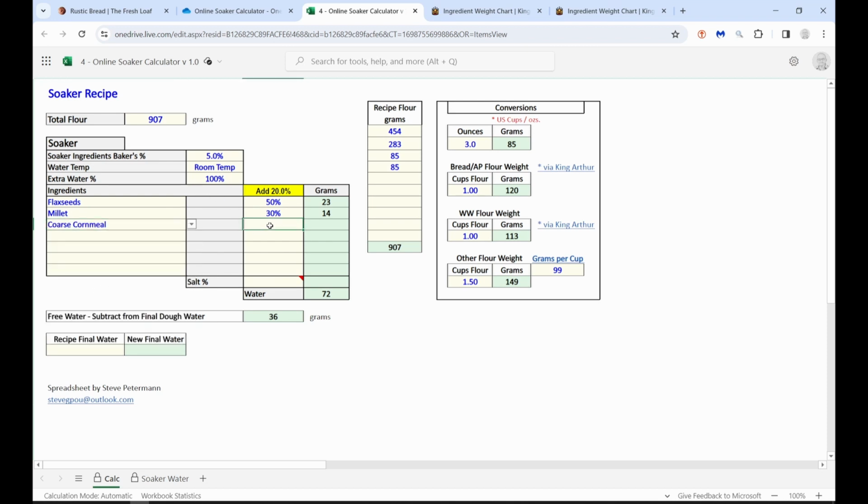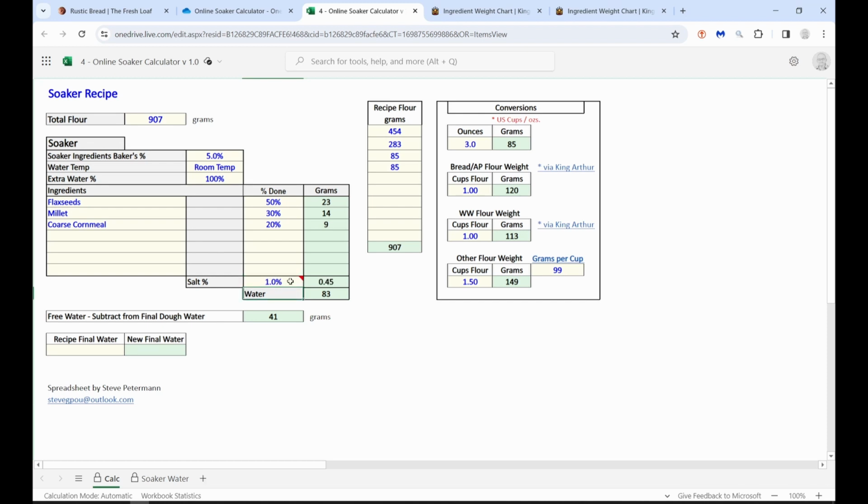And coarse cornmeal. It says up here I need to add 20%. Okay, so 20%. Okay, so that's it. So this is our recipe right here. Oh, I forgot. If you want to add salt to it, you can do that here.